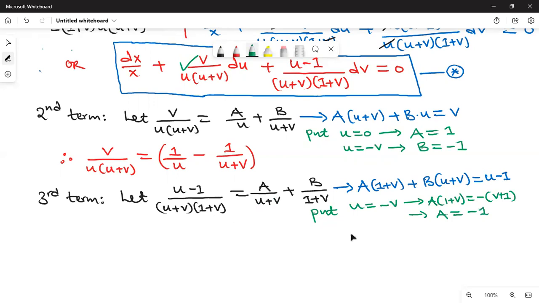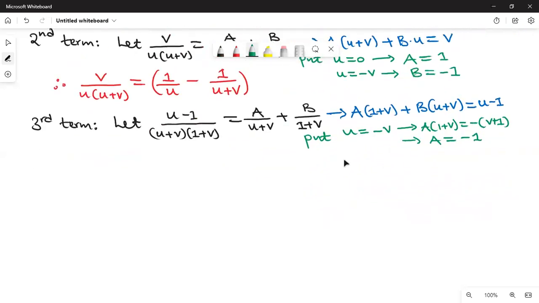That's very clear. What about if I substitute, because now I need to find b. For me to get b, I can eliminate the first term, the term in a. So you can put v is equal to negative 1.